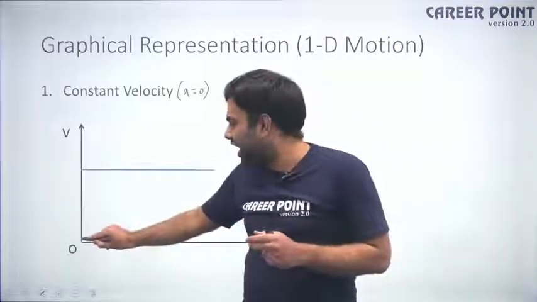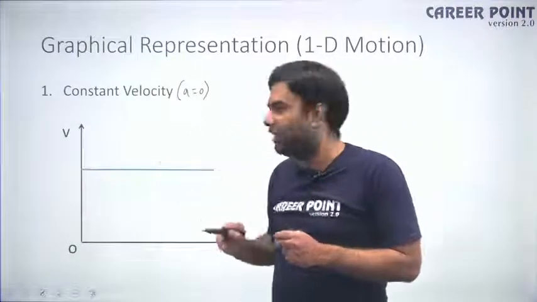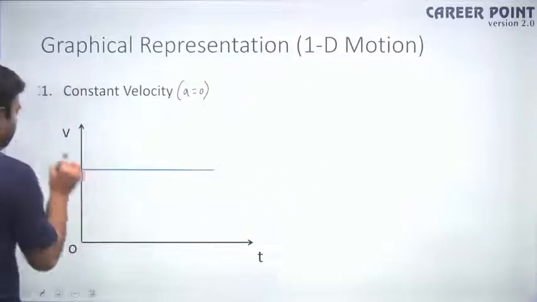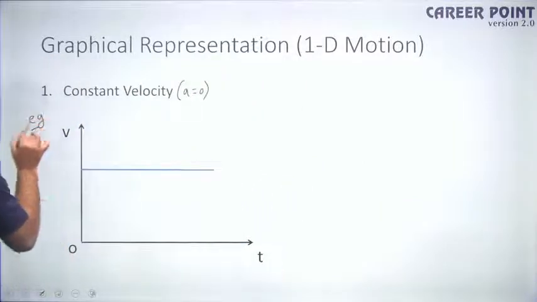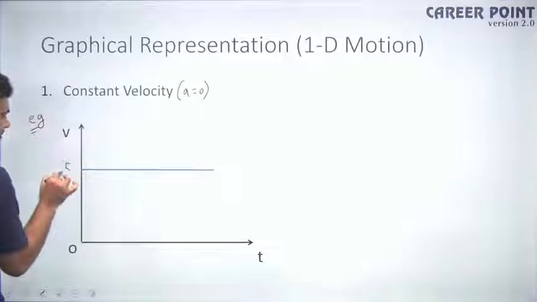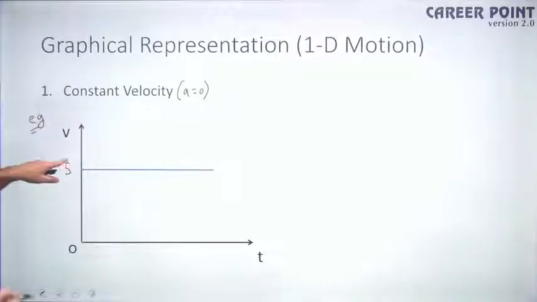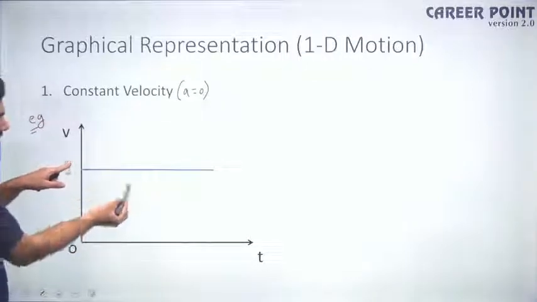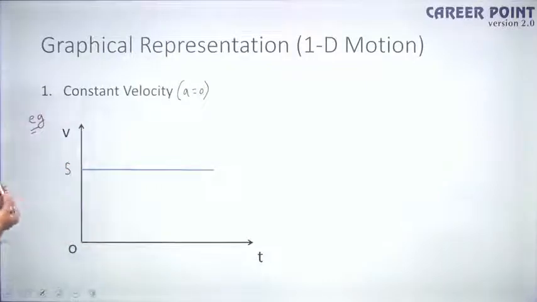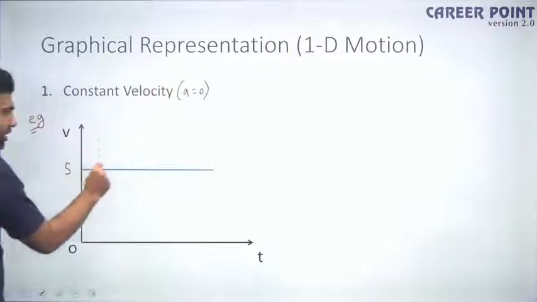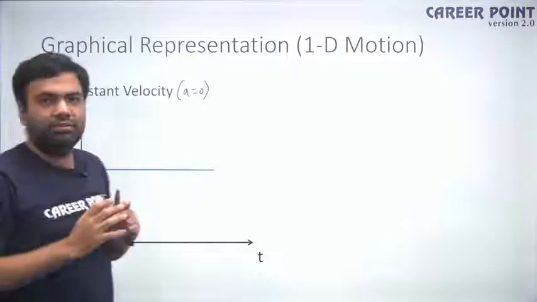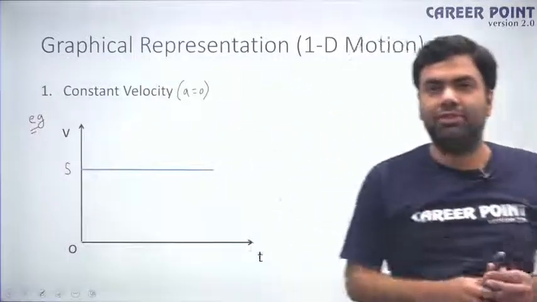See, when time was 0, the velocity was having this value. Suppose it is 5 meter per second. Example, velocity is 5 meter per second. So after 2 seconds, it is again 5. After 3 seconds, it is again 5. So velocity is constant. That means the graph will be a straight line parallel to the time axis.